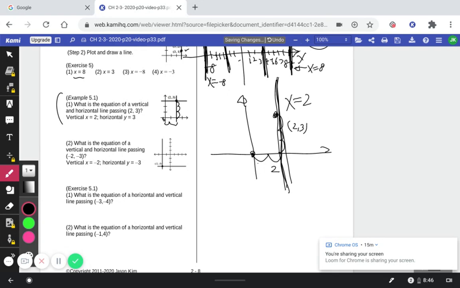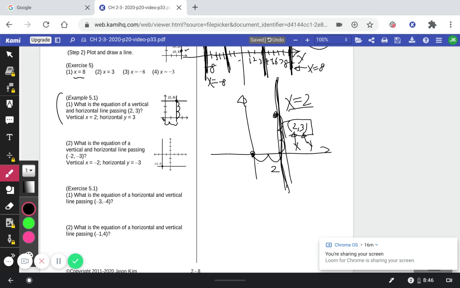Okay. Why is it not x equals 3? Well, look at this coordinate. This is the x location, and this is the y location. Since the vertical line is passing through this x location, x equals 2.